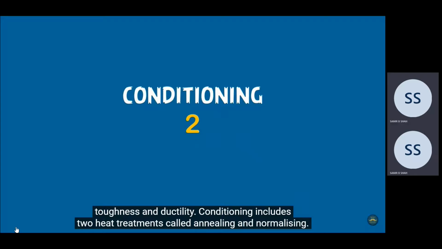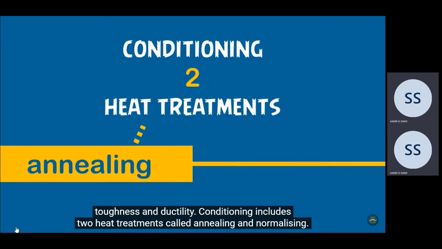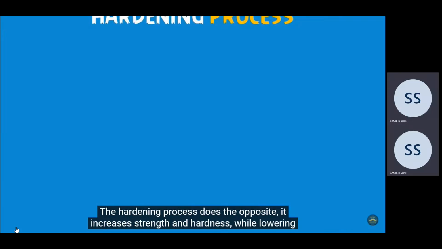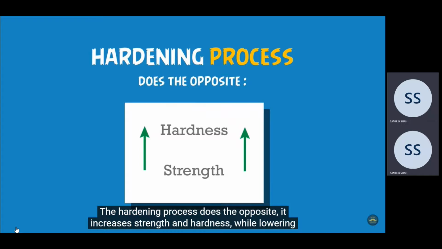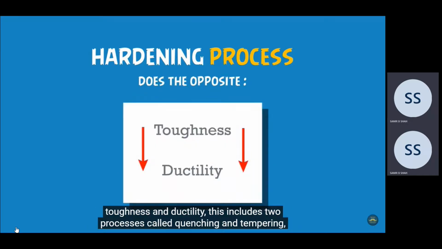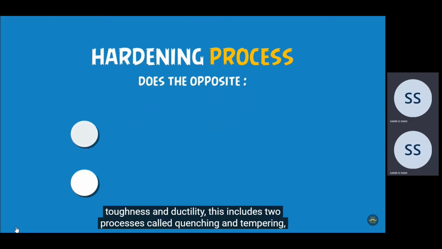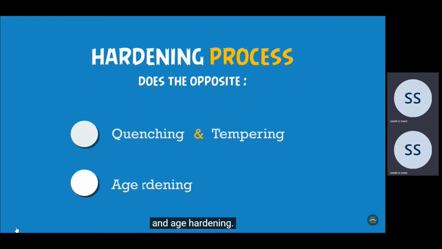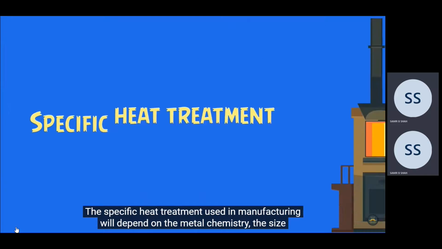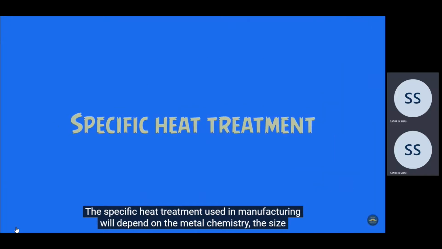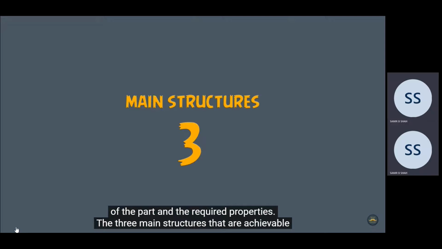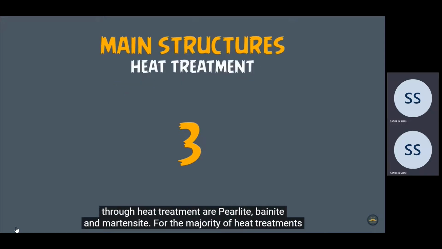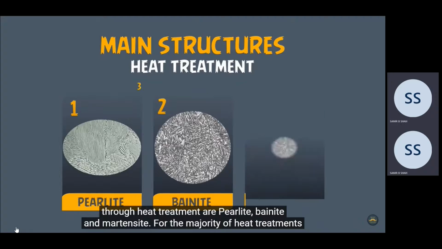Conditioning includes two heat treatments, cold annealing and normalizing. The hardening process does the opposite. It increases strength and hardness while lowering toughness and ductility. This includes two processes called quenching and tempering, and age hardening. The specific heat treatment used in manufacturing will depend on the metal chemistry, the size of the part, and the required properties. The three main structures that are achievable through heat treatment are pearlite, bainite, and martensite.